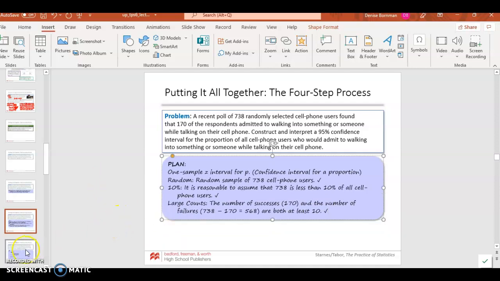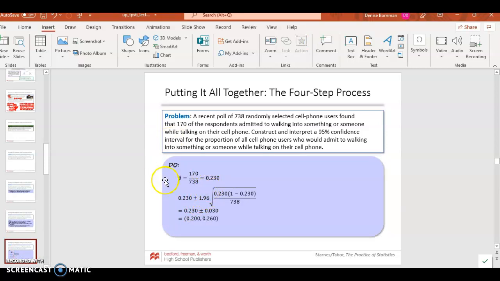So in the plan, I check my conditions. And for the do, I calculate my P hat, 170 over 738. As a decimal, that's 0.23.